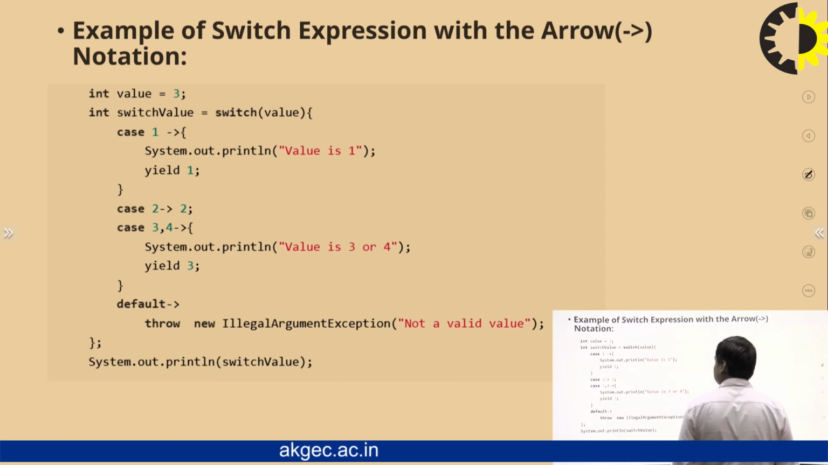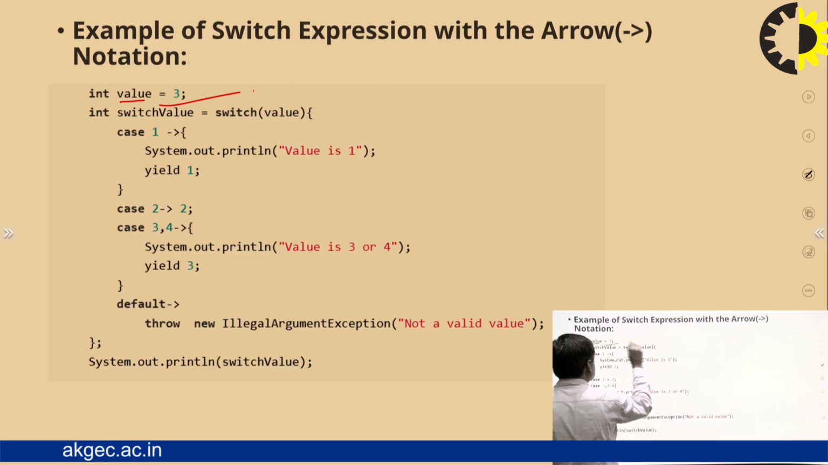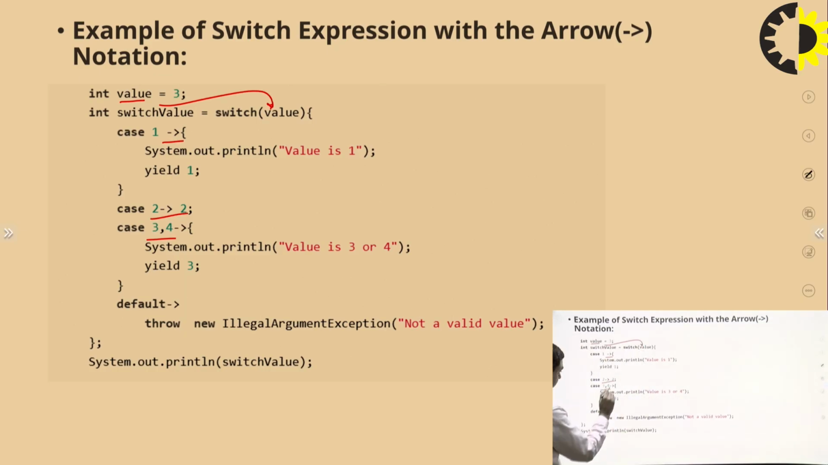See an example here. A value is passed here. We have the arrow notation. If the value matches 1, it will display value is 1 and return yield 1. If the value matches 2, it will return 2. Now, important to see here, we are not using the yield statement. It will directly return. No need for the yield statement.